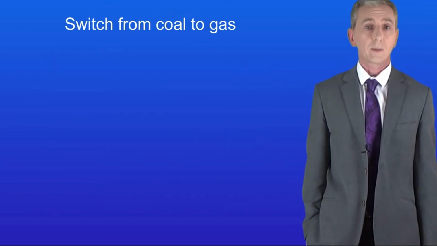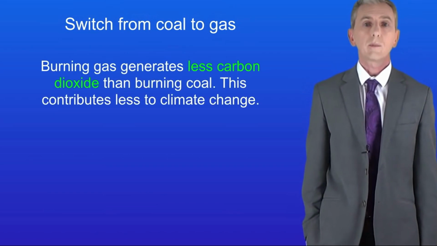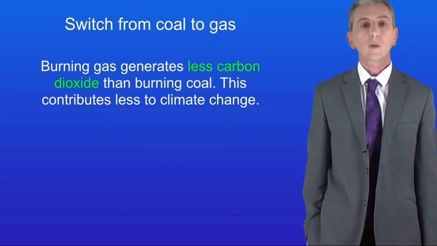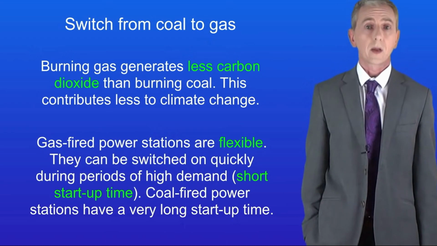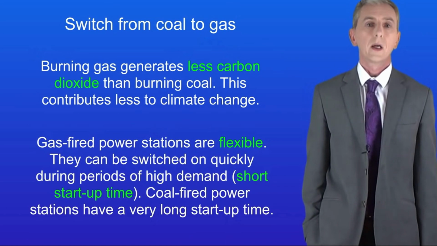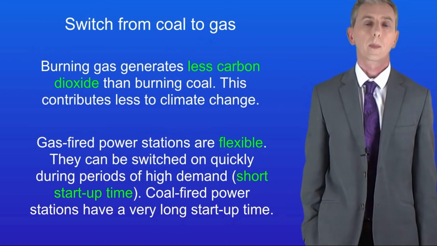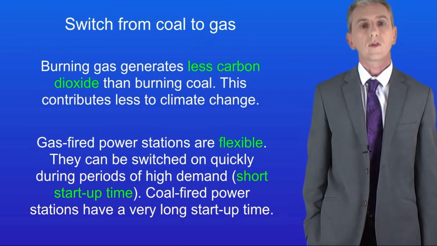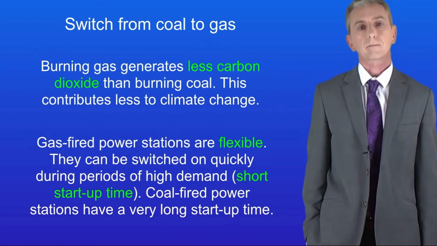Now, producing electricity by burning gas has got two major benefits over using coal. Firstly, burning gas generates less carbon dioxide than burning coal, and that contributes less to climate change. Secondly, gas-fired power stations are flexible. They can be switched on quickly during periods of high demand. Scientists call that a short startup time. On the other hand, coal-fired power stations have a very long startup time. Now, over the last few years, we've seen a major shift towards renewable power. We're going to look at that now.